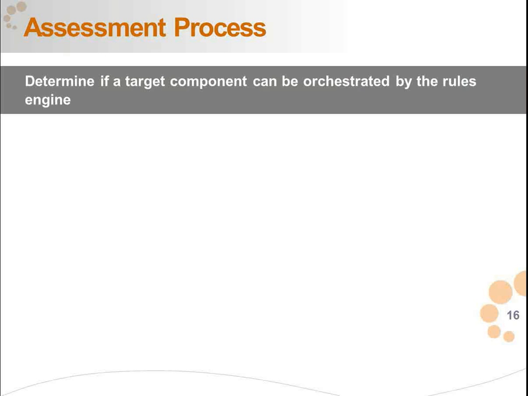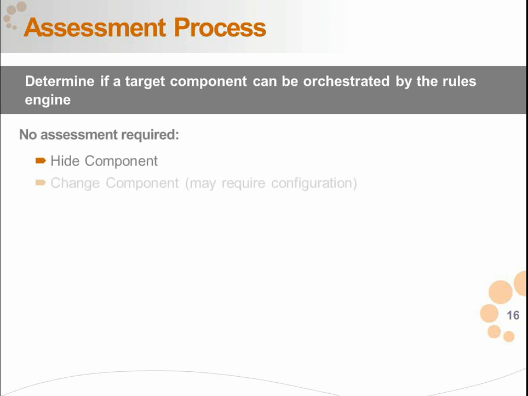As I mentioned before, a couple of different things that we can do with a component in a given rule. We can hide it, we can change it, we can change the data source. There's no assessment required for hiding the component and changing the component. Regardless of how that component has been written, I don't need to check if I can hide it or if I can change it. I know that I can hide it regardless of how it's been implemented. Changing the component will probably require some configuration within my Sitecore solution, but again, it's not something that I have to go back to development to do.